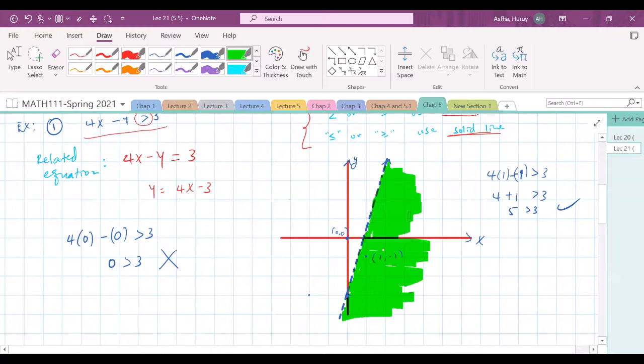Now the question is, will the line itself be part of the solution? Is this line part of the solution? The answer is no, and that's why we use the dashed line. Since this is a strict inequality, this line is not part of the solution, but everything to the right, all this shaded area, which goes on forever, of course, is a solution to the inequality.